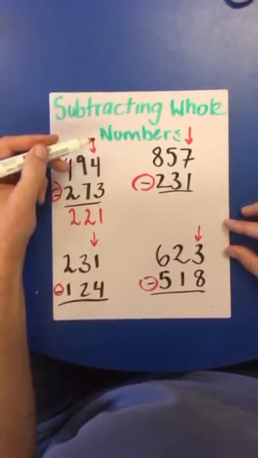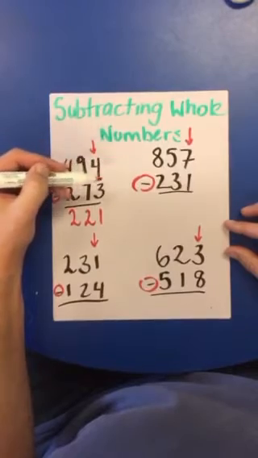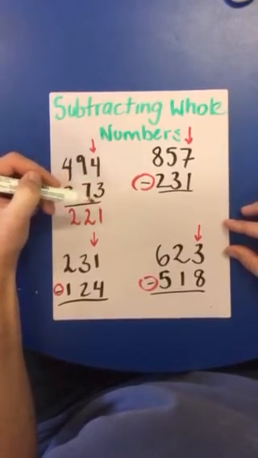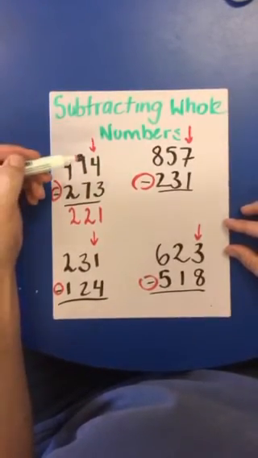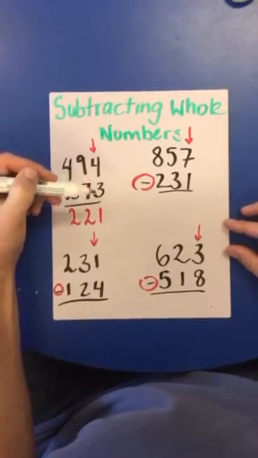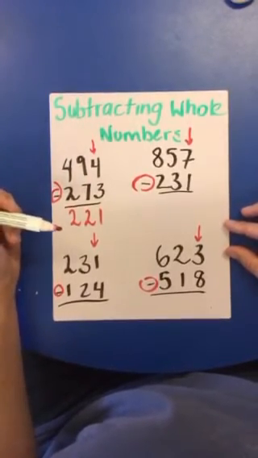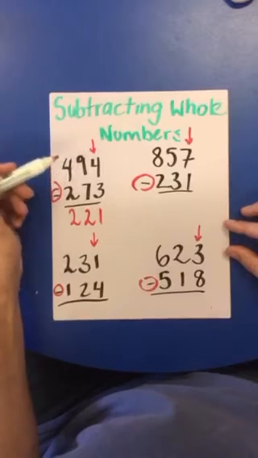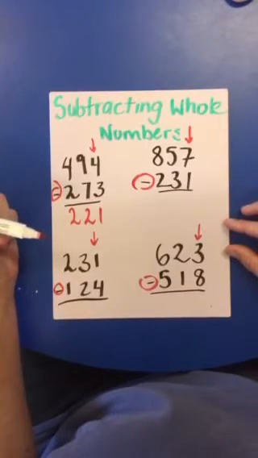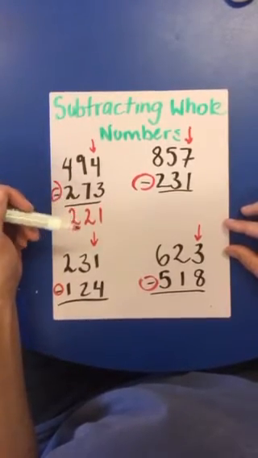Top right hand corner, if I start with 4 and I take away 3, I'm left with 1. If I start with 9 and I take away 7, I'm left with 2. If I start with 4 and I take away 2, I'm left with, oh, beg your pardon, I'm left with 2.